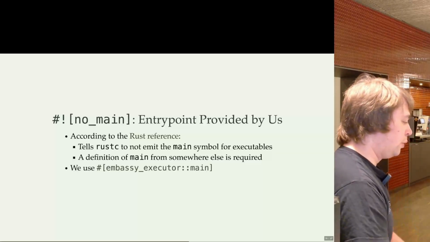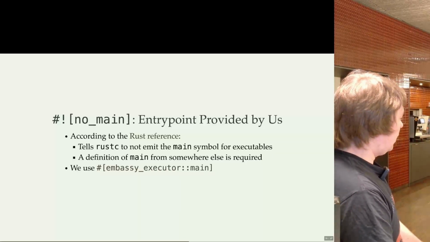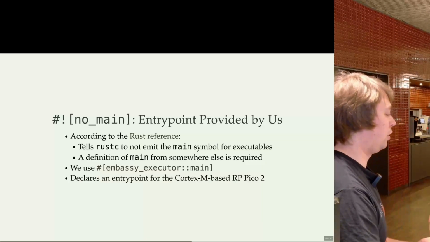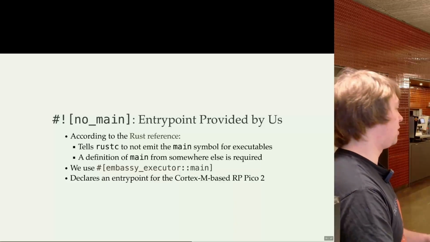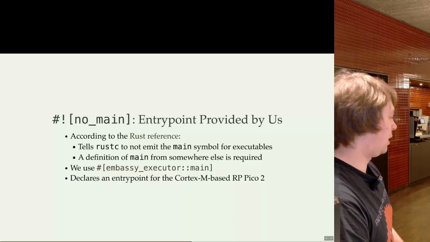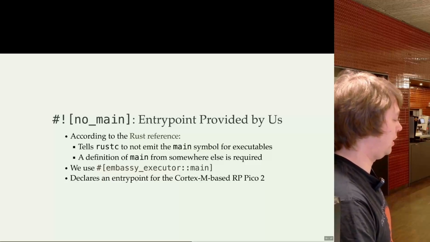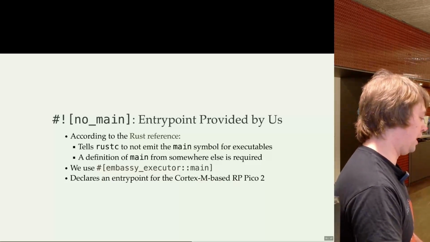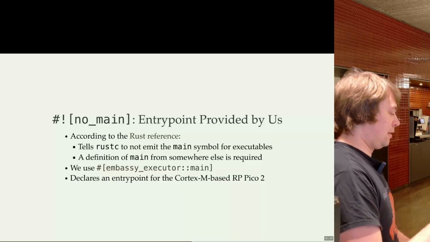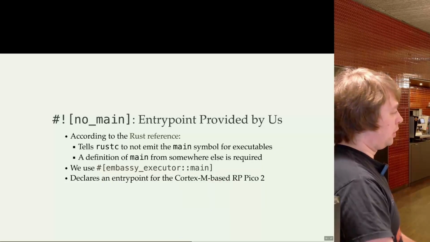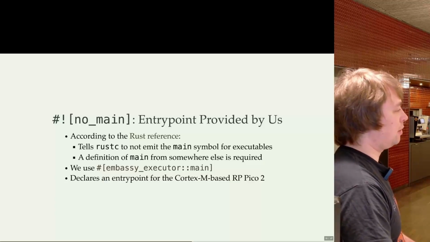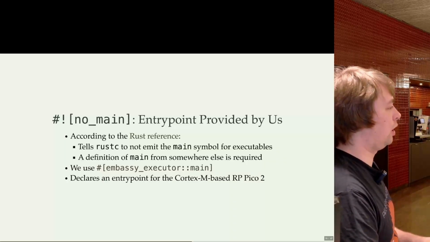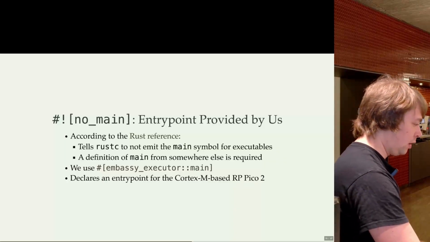So in our case, we use the Embassy executor main annotation on the main function, which will make sure that there is an entry point declared for the Cortex-M-based RP Pico 2. This is because we told Embassy in the Cargo.toml, which I didn't show, that we are targeting the RP Pico 2, and it will make sure to create an appropriate entry point for us. Inside this entry point, Embassy will do some minimal initialization, and after that, bring up the executor and spawn a first task on it that calls into our main function.